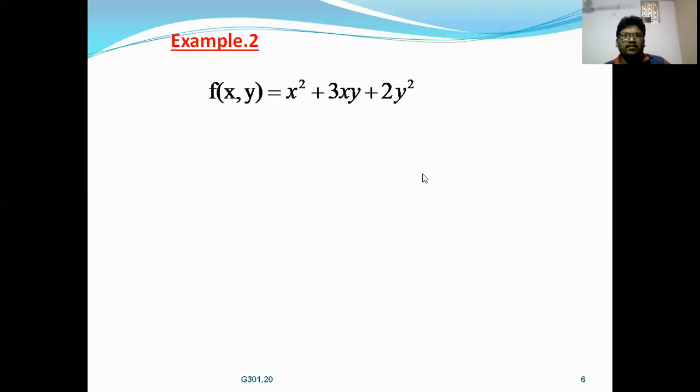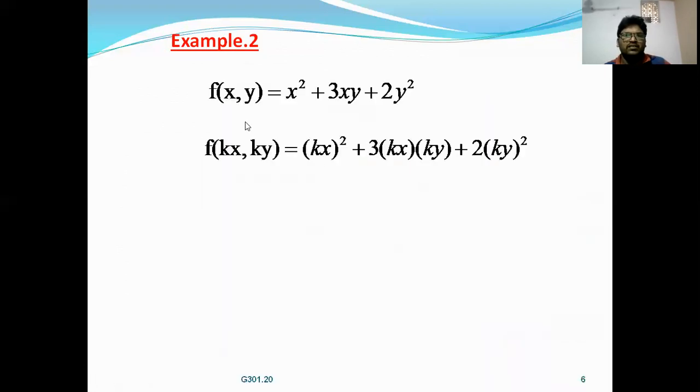So I will go to another problem. See here. The given function is f of x comma y is equal to x square plus 3xy plus 2y square. Under this function, we have to show it is a homogeneous function. That means we have to substitute x by kx and y is replaced by ky. On the right side also, you will replace x by kx and y by ky.